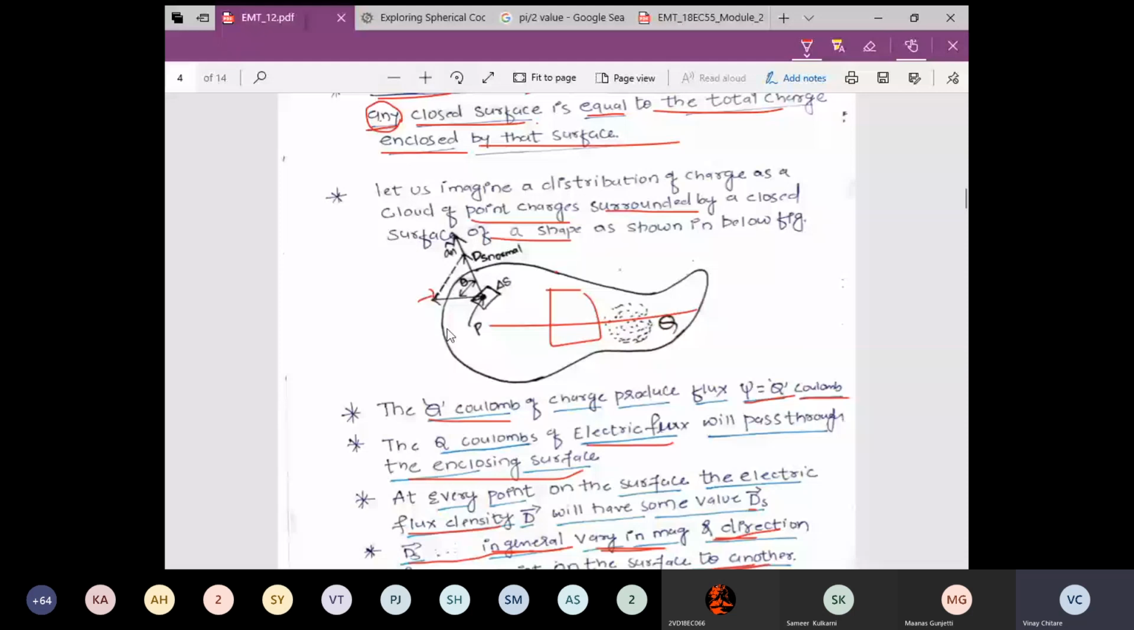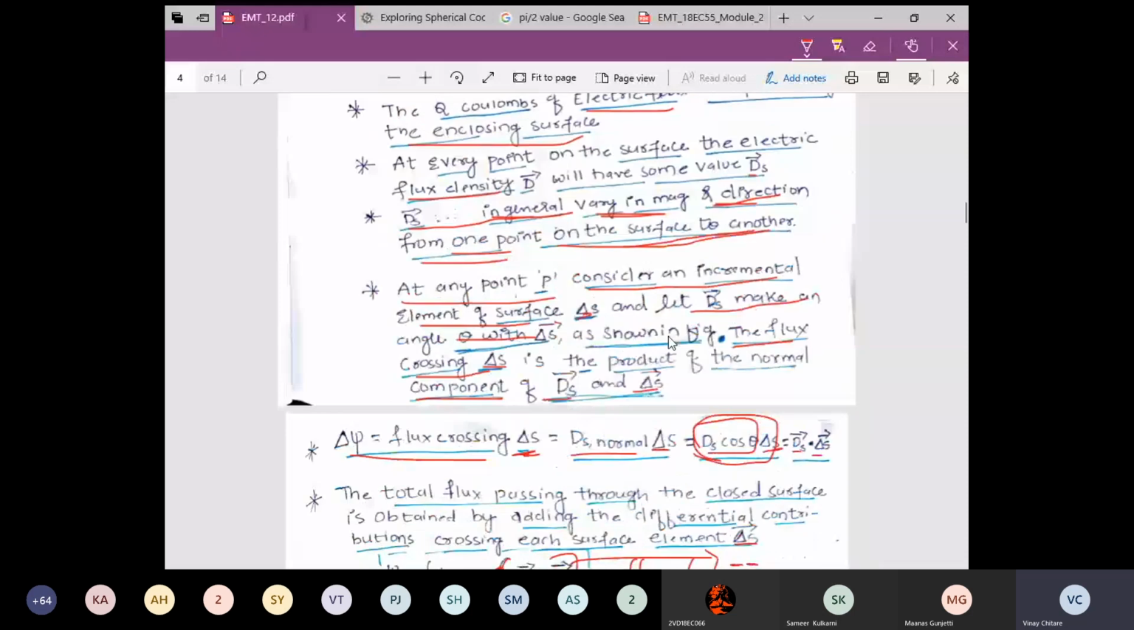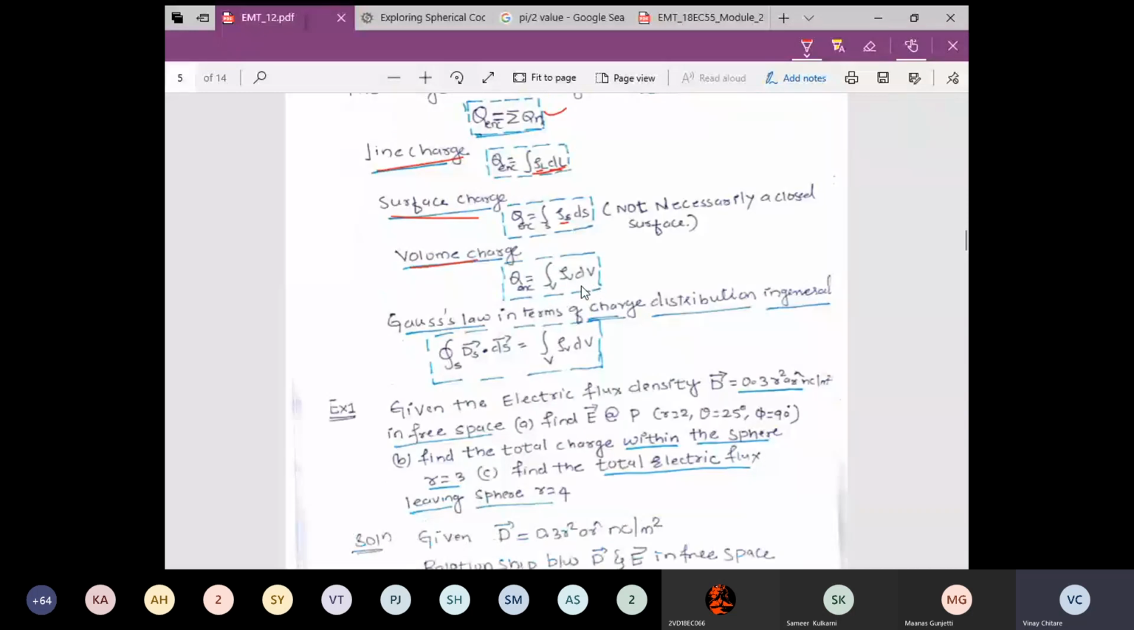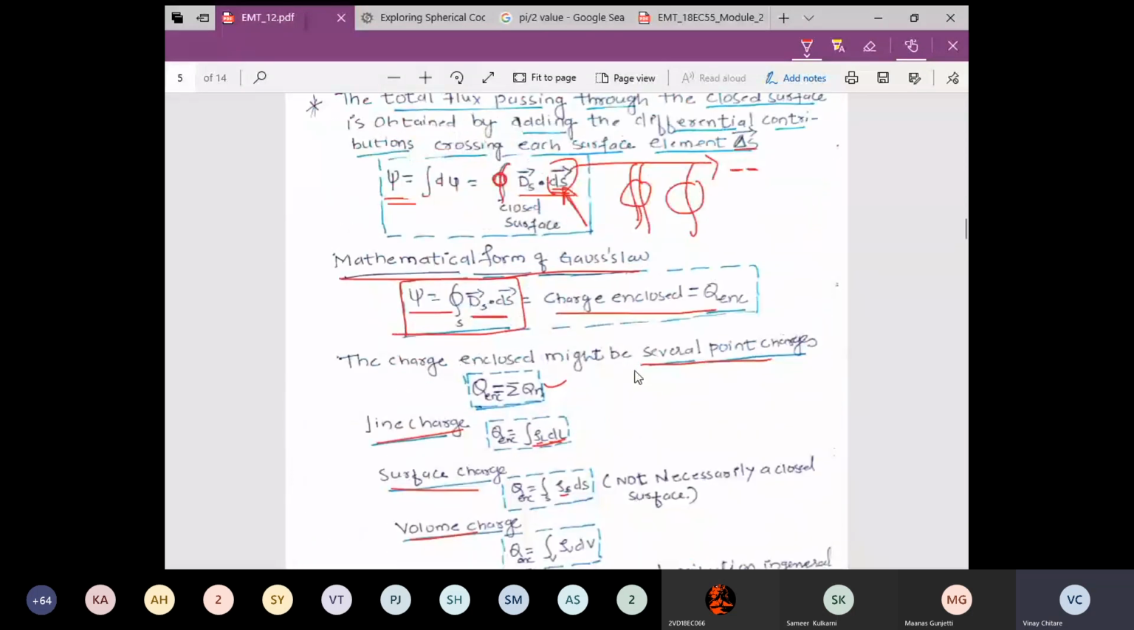All we need to find is the total charge enclosed by this surface. To find that, Q enclosed is the integral of rho L dl for a line charge. If it is a surface charge, then it is rho S dS. If it is a volume, then it is the integral of rho v dv. Hence we can write Gauss's law in terms of charge distribution in general: the total flux crossing a closed surface, the closed surface integral of D dot dS, is equal to Q enclosed, which is the integral of rho v dv.